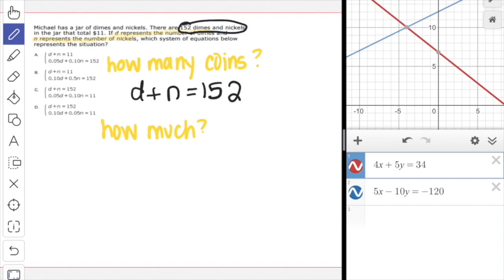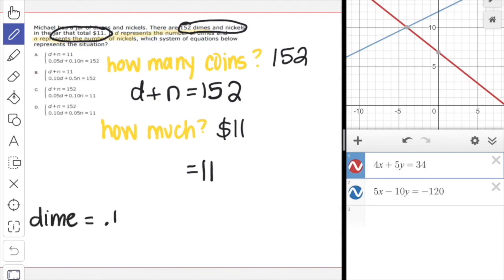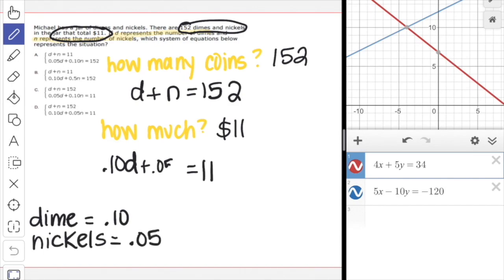Okay. So then it tells me that the jar was worth $11. That's the how much. Okay. So I have 152 total here and I have $11 is going to represent it here. Now, this is where you got to think and use your knowledge of money. So a dime is worth 10 cents. So a dime is represented by 0.10. So I have 0.10 D for dimes. And then my nickels are worth 5 cents. So nickels are going to be 0.05. So it's going to be 0.05 N. So there's my two equations that I would represent.